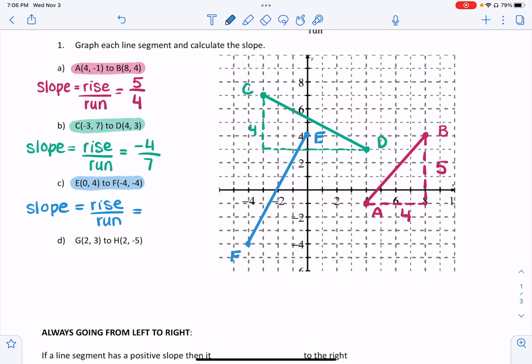So our rise, 1, 2, 3, 4, 5, 6, 7, 8. And then our run here, 1, 2, 3, 4. So rise is 8, run is 4. Now, we always want to reduce this as much as we can. So I can reduce this to 2.